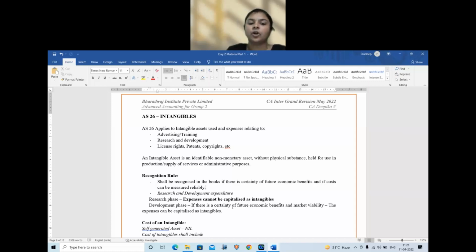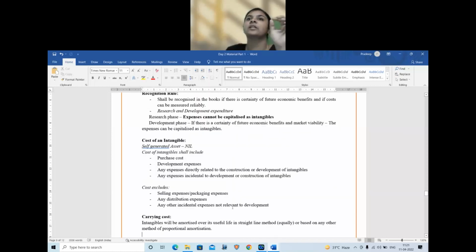Now coming to cost. When we speak about recognition, what should be the price or the cost at which it should be recorded in the books? When the asset is self-generated, what do we mean by self-generated assets? Assets which are developed internally without any consideration being paid, or without any expenses being incurred directly, are called self-generated assets. Classic example is self-generated goodwill, which will not have a cost. So the cost of a self-generated asset is nil. That is why self-generated goodwill will not be recorded in the books.